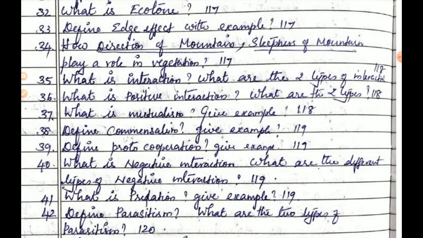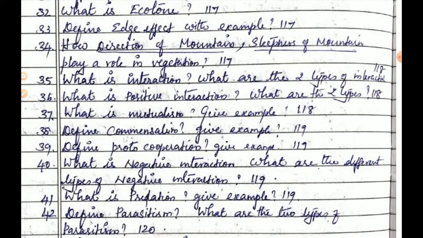There are types of negative interaction. They are predation, parasitism, competition and amensalism. Four types are there: predation, parasitism, competition and amensalism. The next is, what is predation? Give example. It is given in page number 119.